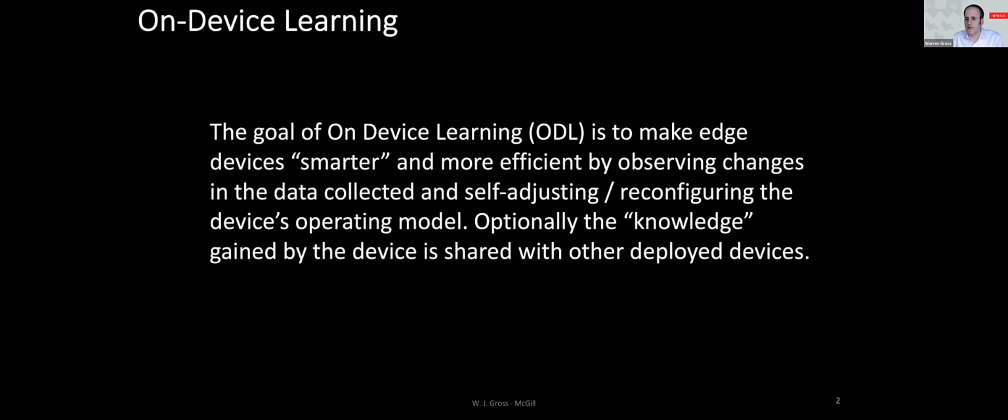So here, I'm going to start with a definition of on-device learning. It's actually the one that Danilo read out this morning. It's not my own, it's one that I like. It's from tinyML, and so I'll just review it briefly now. The goal of on-device learning is to make edge devices smarter and more efficient by observing changes in the data collected and self-adjusting or reconfiguring the device's operating model. Optionally, the knowledge gained by the device is shared with other deployed devices.